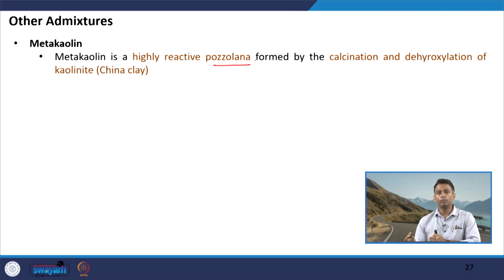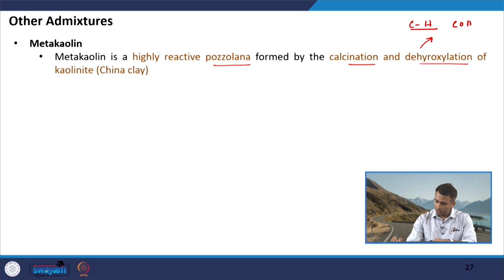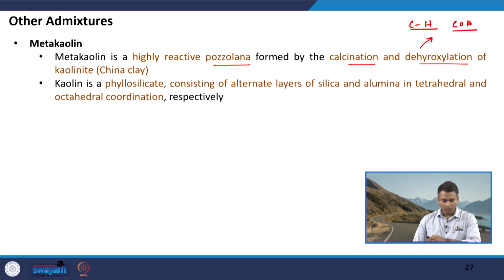So, what is Metakaolin? It is a highly reactive pozzolana, and we get Metakaolin by calcination and hydroxylation of kaolinite. So, hydroxylation is a process where the CH bond oxidizes to form a COH, all right, and we have already discussed about calcination. Kaolin is a type of mineral. Again, I have mentioned about kaolin when we discussed soil in the initial lectures.